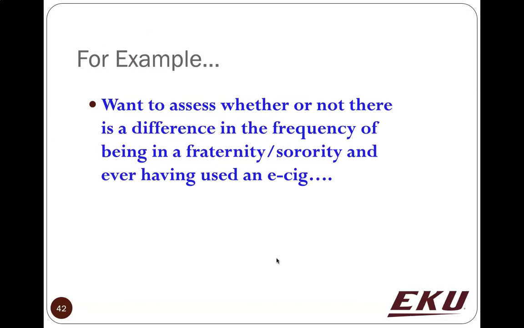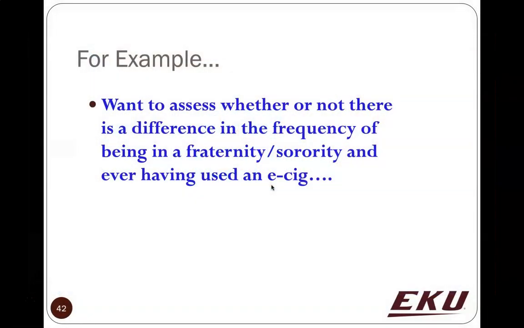The example I've got before you that we're going to use is to assess whether there's a difference in the frequency of being in a fraternity or sorority and the frequency of ever having used an e-cigarette. You may have a hypothesis that people in fraternities or sororities are more likely to use e-cigarettes than people who are not. There's a variety of ways of assessing that, logistic regression probably being the preferable way by most epidemiologists. However, there are other options, at least at the crude level. We can actually go ahead and do it in Excel.